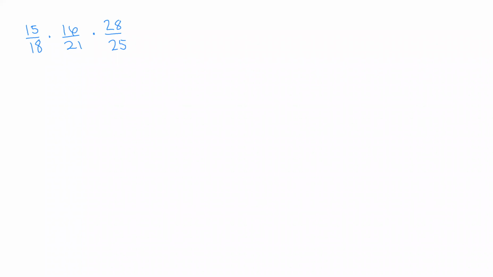I'm automatically drawn to the 15 and the 25. I know that 15 and 25 are divisible by 5. So 15 divided by 5 is 3. 25 divided by 5 is 5. I'm also drawn to the 21 and the 28. For me, I see automatically that 21 and 28 are divisible by 7. So 21 divided by 7 is 3. 28 divided by 7 is 4. And then 18 and 16 are divisible by 2. So 18 divided by 2 is 9. 16 divided by 2 is 8.